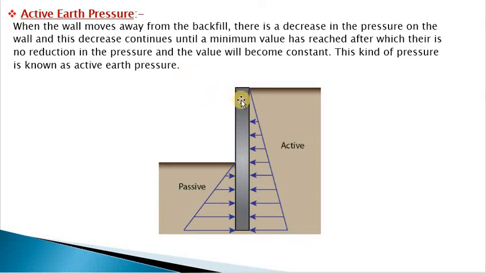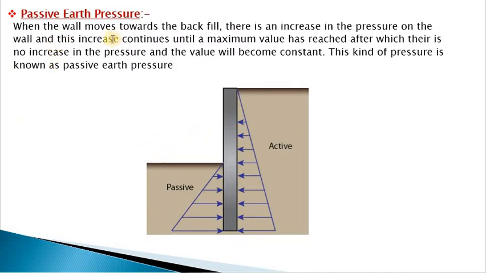Suppose this is a retaining structure and this is the backfill. The earth pressure is generated by the backfill. This earth pressure is called the active earth pressure. And due to active earth pressure, the retaining structure moves away from the backfill.